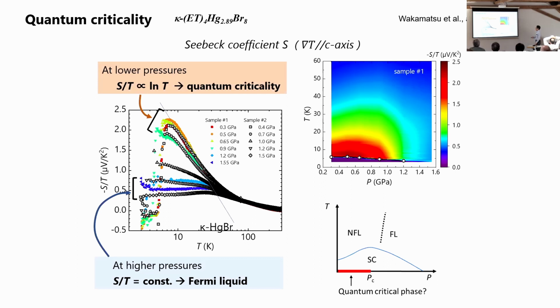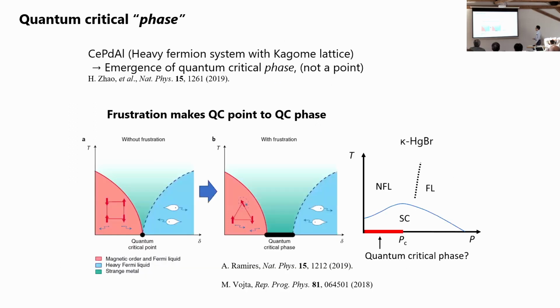Okay, the interesting point is that this red region is a quantum critical region. This is extended in a finite parameter range. So this is a quantum critical phase, not a quantum critical point. And such a quantum critical phase is reported in several materials, and one is the heavy electron system, cerium, palladium, aluminum.